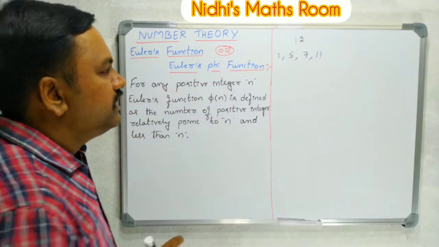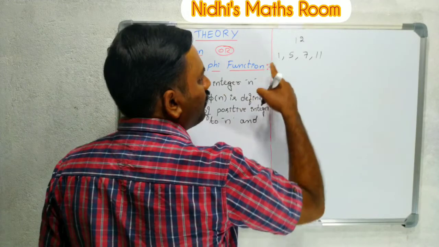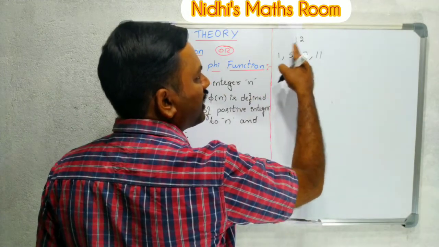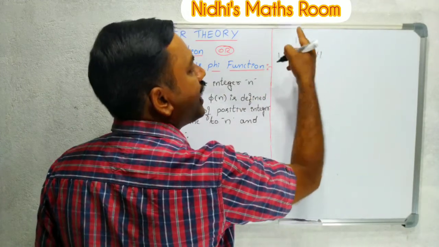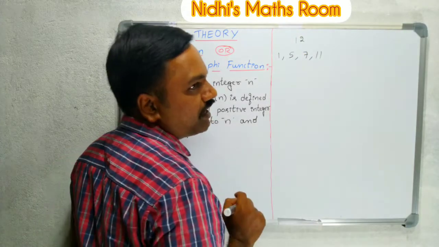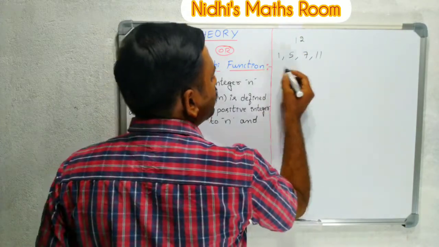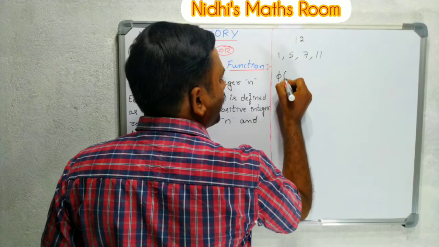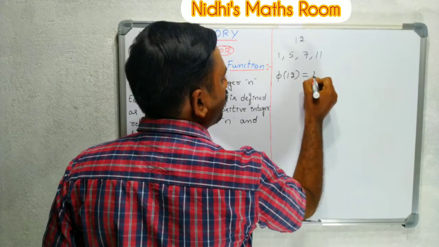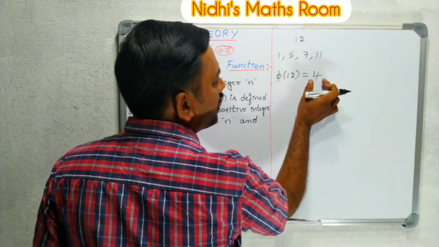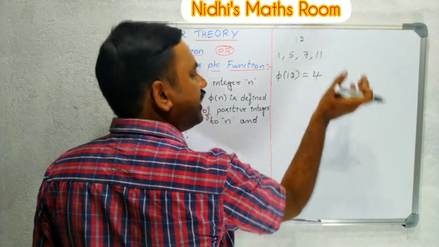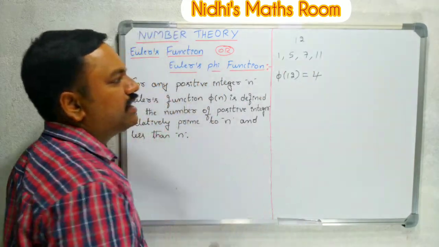Is it clear? So see here once again, 1, 5, 7, 11 are relatively prime to 12 and less than 12. Is it understandable what I am saying? So phi of 12 is equal to 4. There are 4 integers relatively prime to 12 and less than 12.